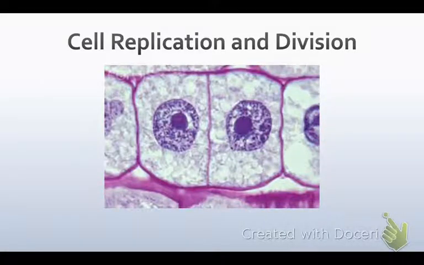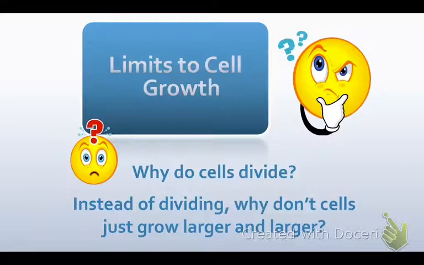Okay, now that we have talked about cell structure and cell function, the next thing that we're going to talk about is cell replication and division. So what limits are there to cell growth? Why do these cells divide instead of just getting bigger and bigger and bigger?